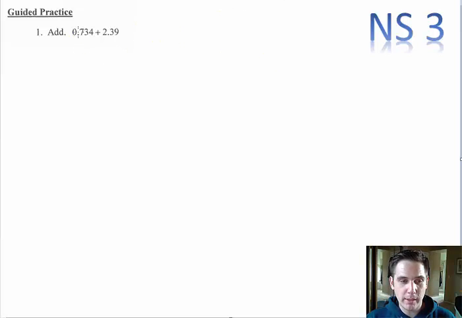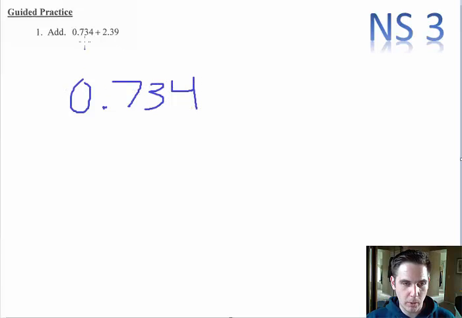First you've got to set it up properly. You can't leave it like this. Alright, so 0.734, and we're going to put the left number on top and the right number on the bottom. Okay, going from left to right. And we're also going to line it up by the decimal. So I wrote the first one, right? Then the second number has a decimal. So I'm going to put a decimal right here and work around it.